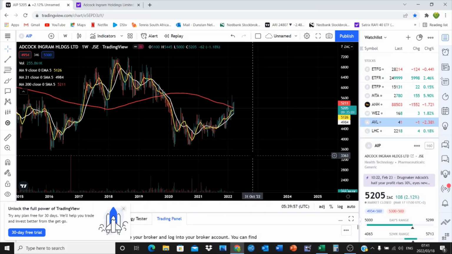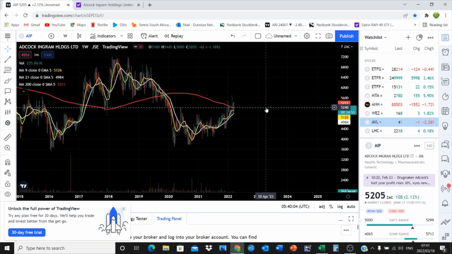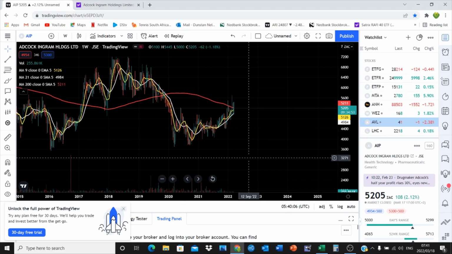Right, today we're looking at Adcock Ingram Holdings. Let's take a look at what the price is at the moment. The price today, and today is the 18th of March 2022, is 52 Rand 5 cents.